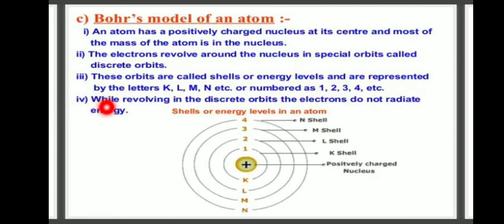Fourth one, while revolving in the discrete orbits, the electrons do not radiate energy. Listen, the nucleus is a positively charged nucleus. First point. Second one, energy levels: K shell, L shell, M shell, N shell, numbered 1, 2, 3, 4.